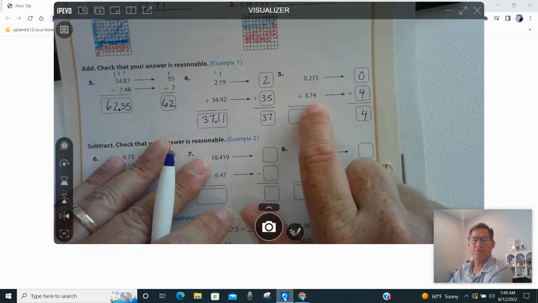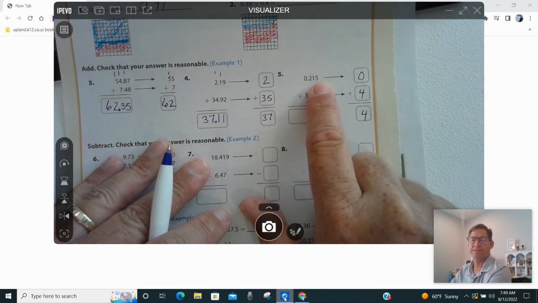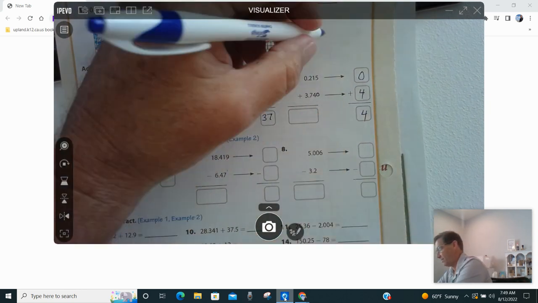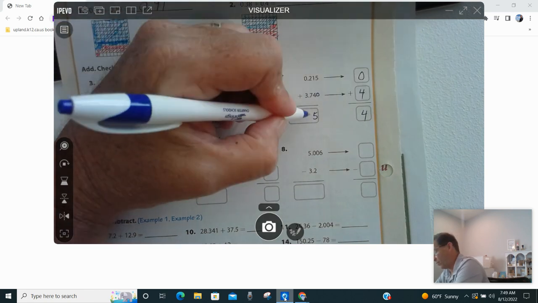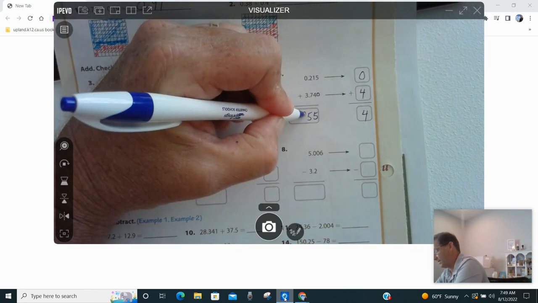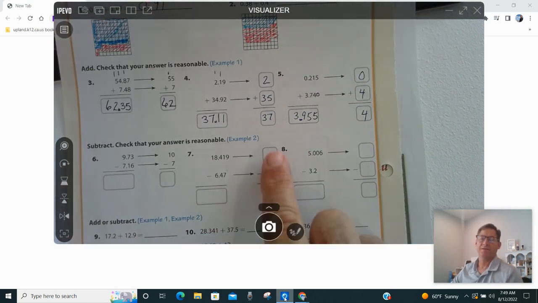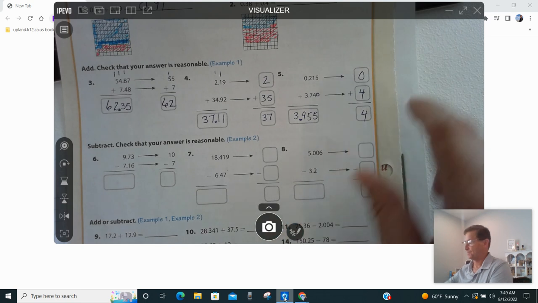Okay, and here we see we have 74 hundredths, and here we have 215 thousandths. So let's add a placeholder 0, so we have the same place values. 5 and 0 is 5. 4 and 1 is 5. 7 and 2 is 9. And 3 plus nothing is 3. So 3 and 955 thousandths is close to 4.